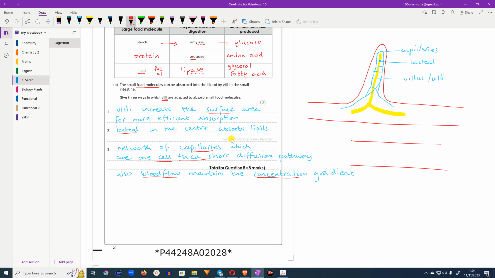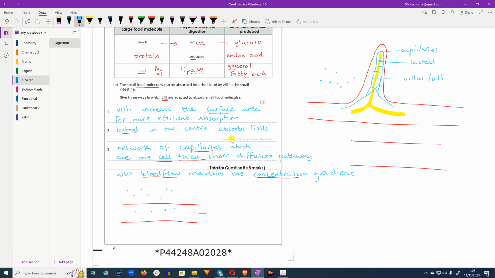let's do it here. There's your capillary. Here is your intestine. So look, your food's here. That needs to get into here. So what happens, it starts diffusing in.